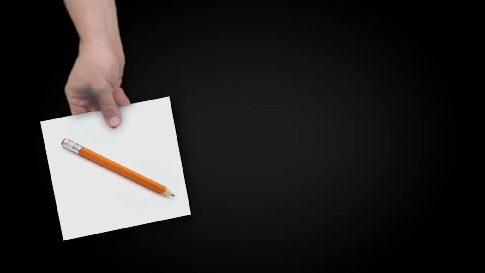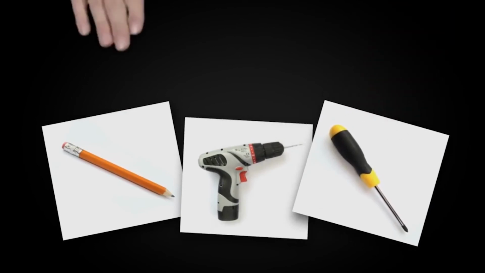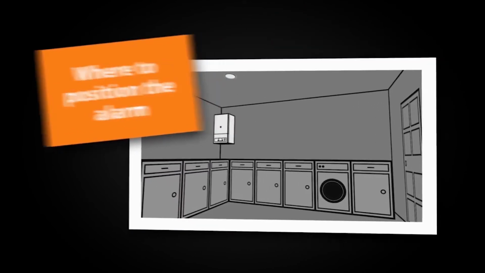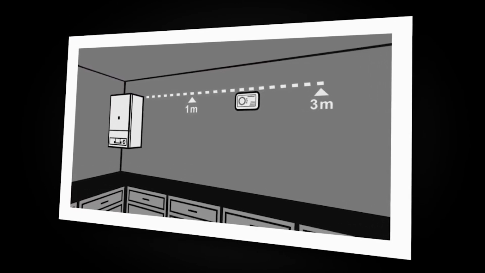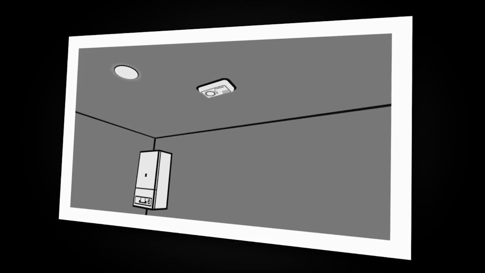To install your carbon monoxide alarm on the wall or ceiling, you'll need 3 simple tools: a pencil, drill and screwdriver. If you are putting the alarm in the same room as a fuel-burning appliance, make sure the alarm is between 1 metre and 3 metres horizontally from the appliance. You can fix the alarm to the wall or ceiling.